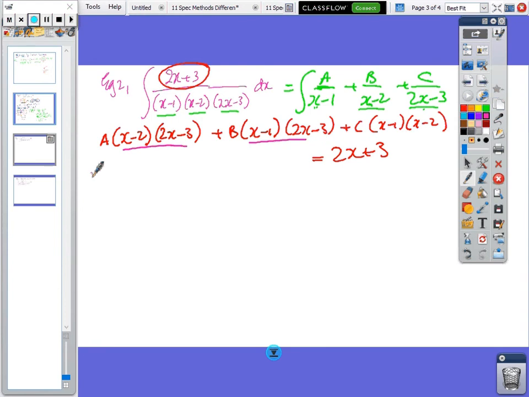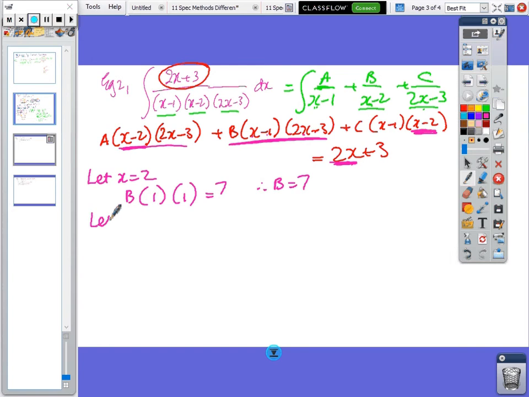So for instance, if I say let x equal 2, then 2 minus 2 is 0, 2 minus 2 is 0, so we've only got this bracket left. So we've got B: 2 minus 1 is 1, 2 twos are 4, 4 minus 3 is 1, so the two brackets end up going away. Then putting x equals 2 there, 2 twos are 4, 4 plus 3 is 7, so straight away we've got B equals 7. And then you have to just think about other numbers that make the other letters go away.